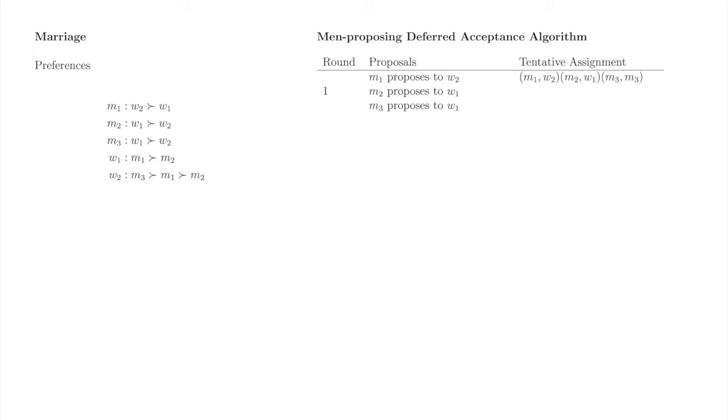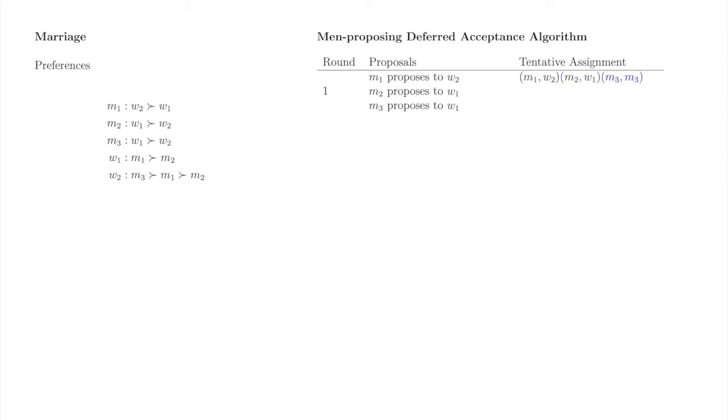Each woman tentatively accepts her favorite proposal among all the proposals she received, if any. W2 received only one proposal, from M1. She finds M1 acceptable, so she holds his proposal for now. W1 received proposals from M2 and M3. She holds M2 and rejects M3 since she prefers M2, and indeed finds M3 unacceptable.